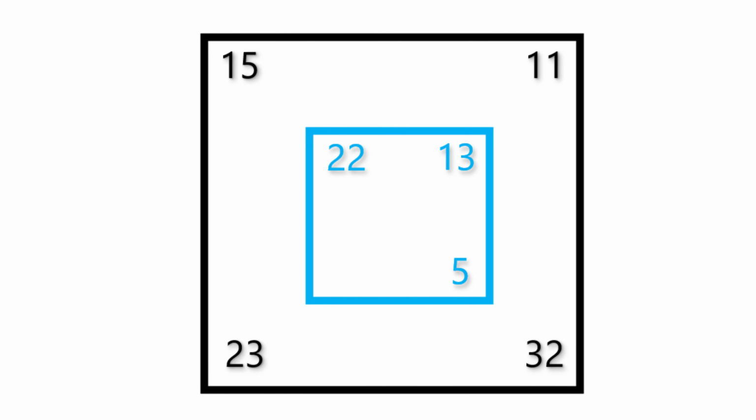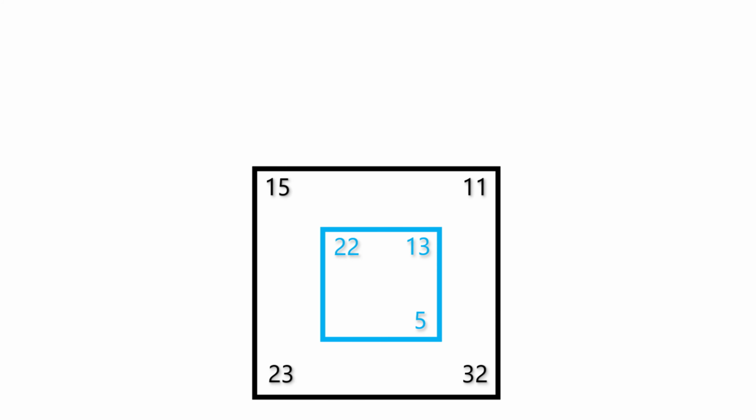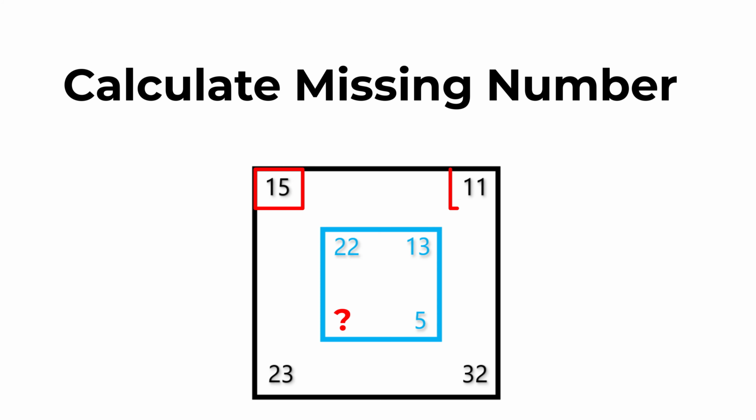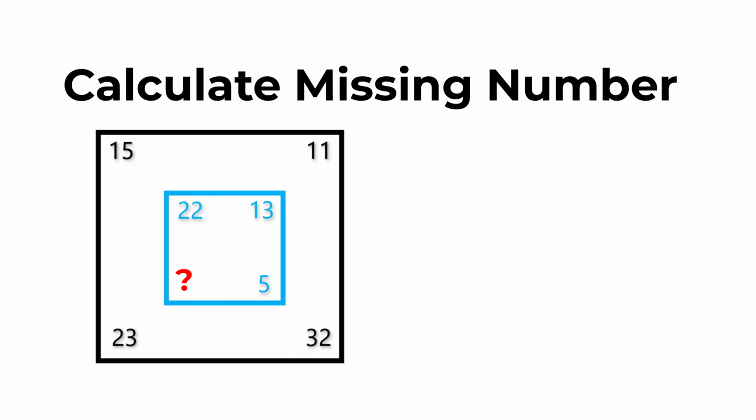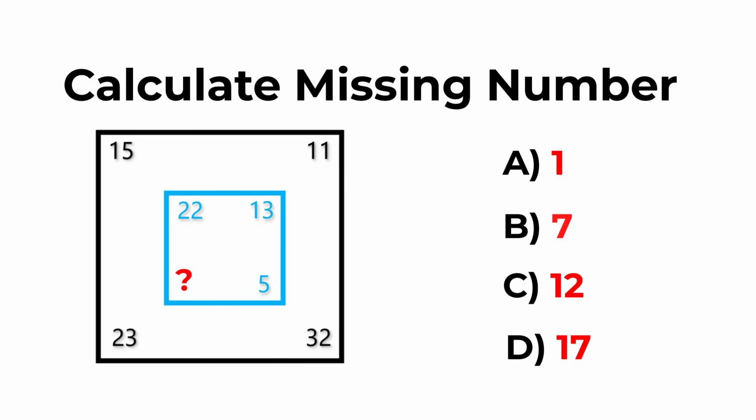You're presented with two squares. Smaller square is inside the larger square. Both squares have numbers in the corners. The larger square has numbers 15, 11, 32, and 23. The smaller square has numbers 22, 13, 5, and one number is missing. And this is the number you need to calculate. You have four different choices. Choice A, 1, choice B, 7, choice C, 12, and choice D, 17.